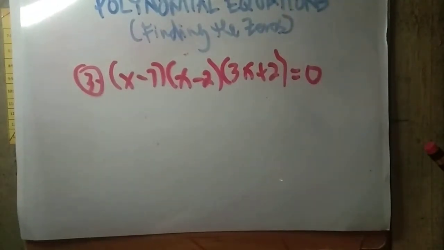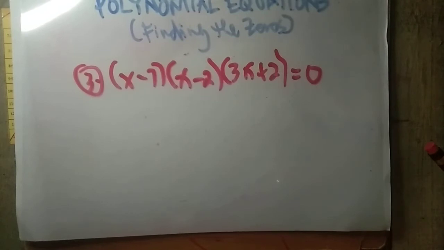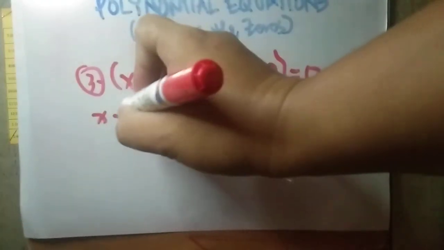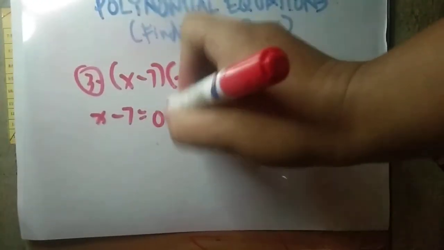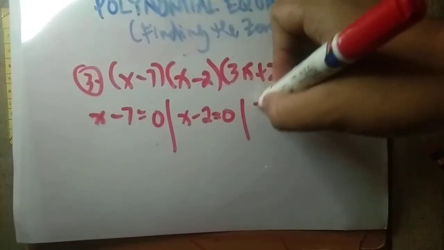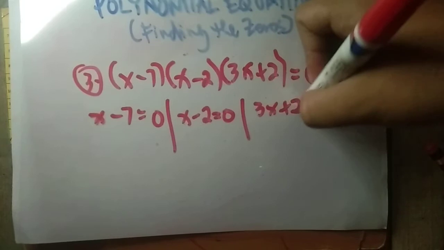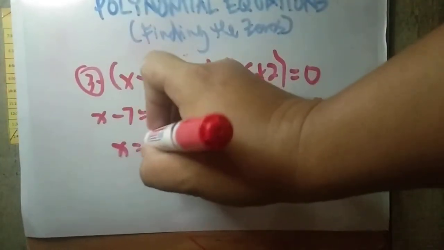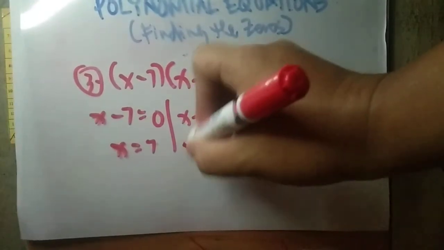Okay, now for this case we have three factors for this equation. So obviously the degree here of this equation is 3. So there would be three values of x here, or there would be three zeros. So the first one would be x minus 7 is equal to 0. The second one would be x minus 2 is equal to 0. And the third one would be 3x plus 2 is equal to 0. Solving for the value of x, x is equal to 7. X is equal to 2.